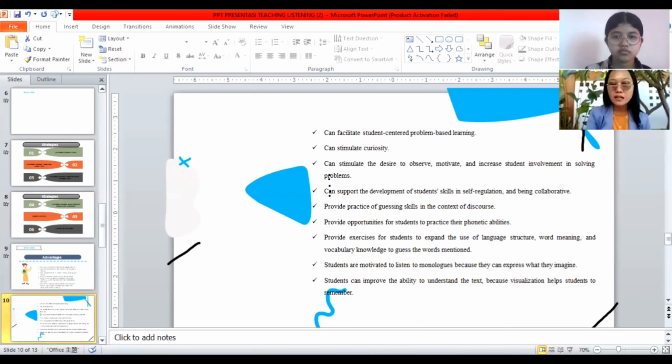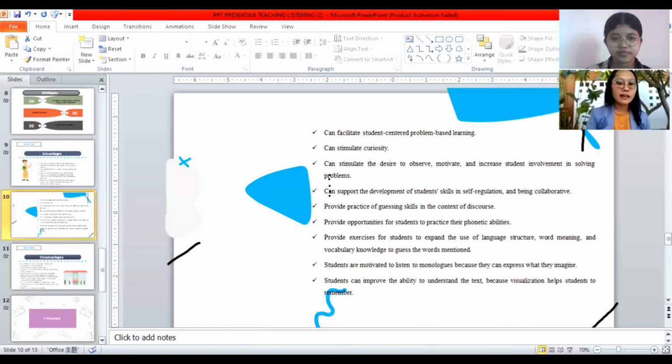Next, students are motivated to listen to monologues because they can express themselves through their imagination. And the last one, students can improve the ability to understand the text because visualization helps students to remember.